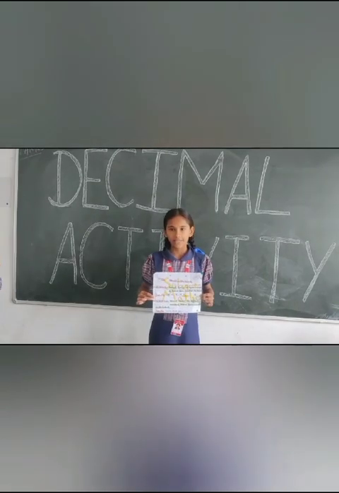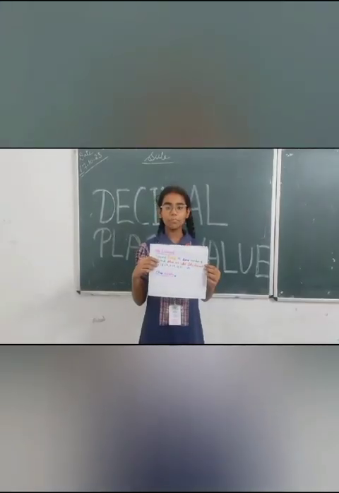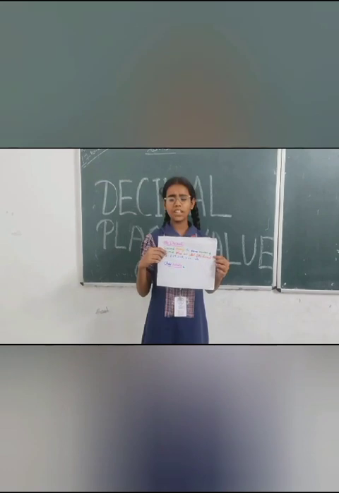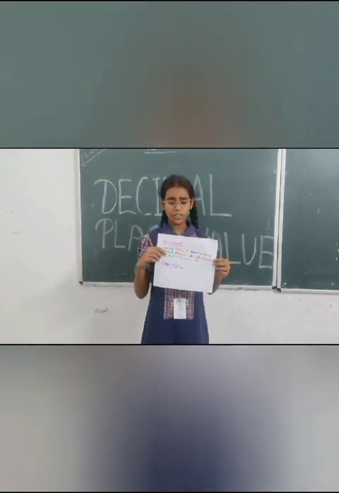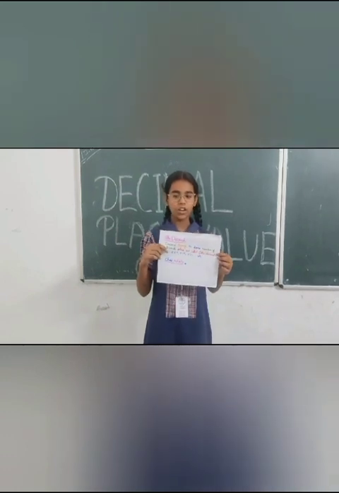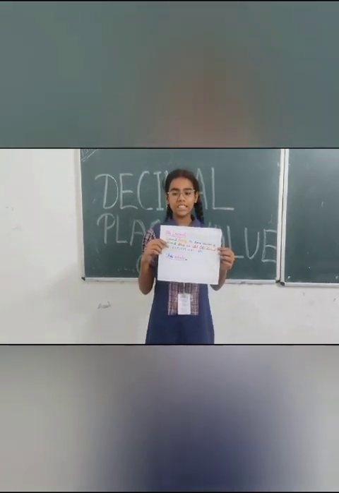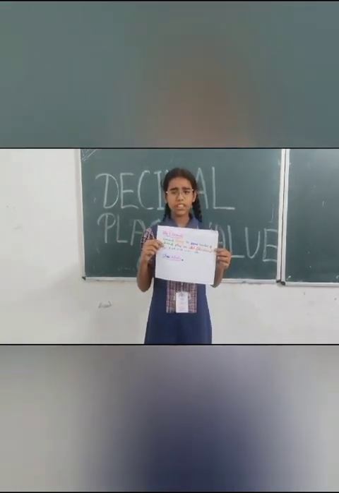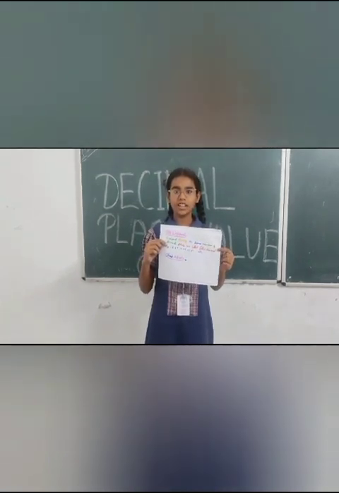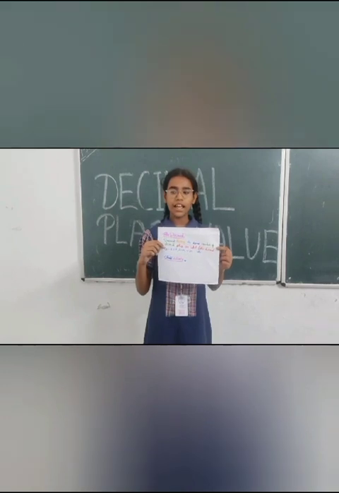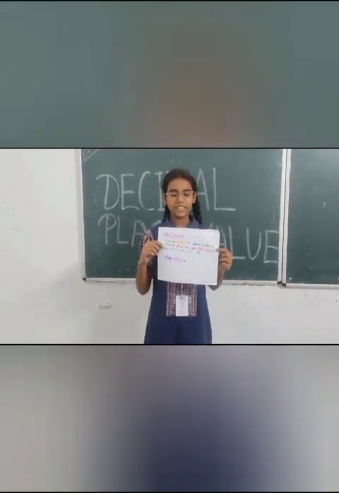Decimals having the same number of decimal places are called like decimals. Example: 5.26, 3.74 and 0.47, etc. Like decimals.